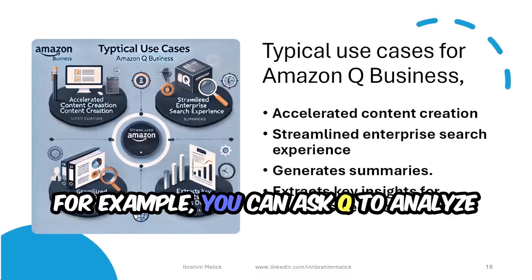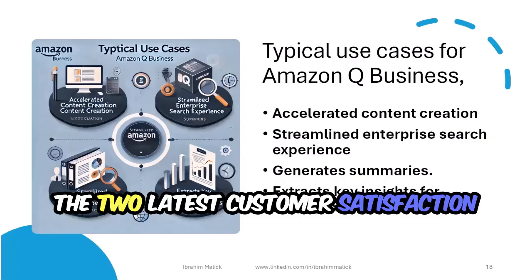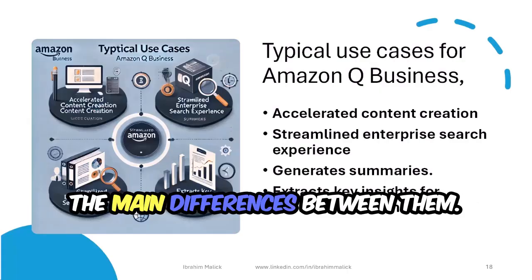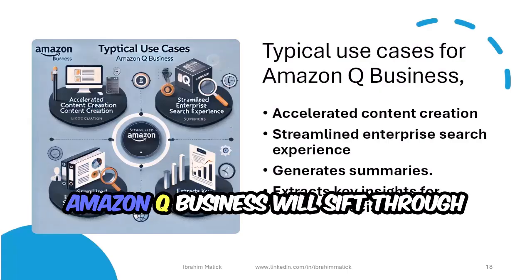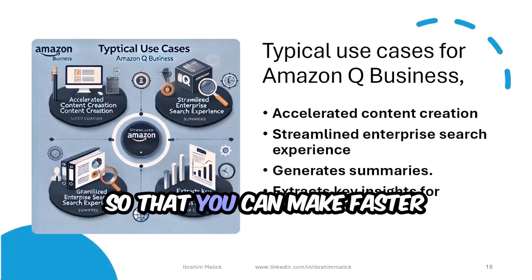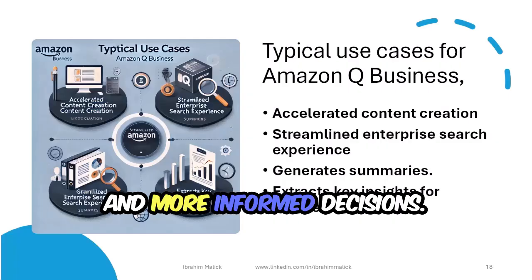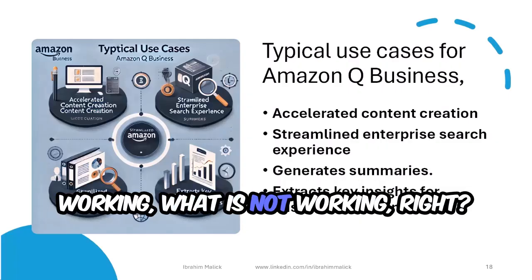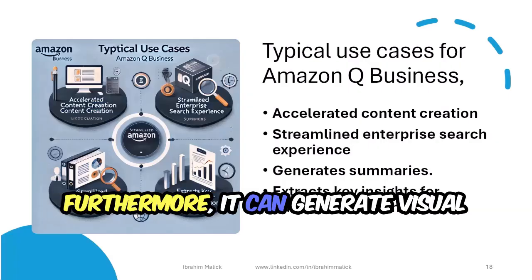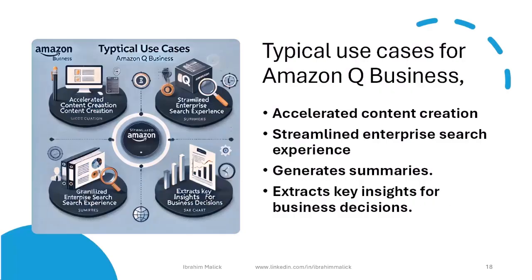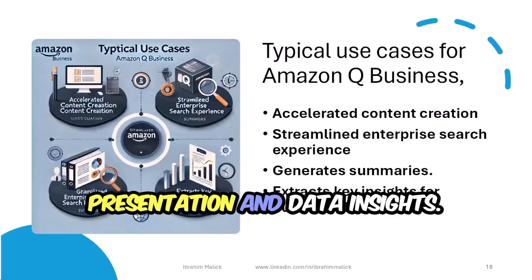For example, you can ask Q to analyze the two latest customer satisfaction reports from Q1 and Q2 and identify the main differences between them. Amazon Q Business will sift through the reports and provide insights so that you can make faster and more informed decisions. If you had made any changes, what was working, what is not working, right? Furthermore, it can generate visual reports and charts that you can share to enhance your presentation and data insights.